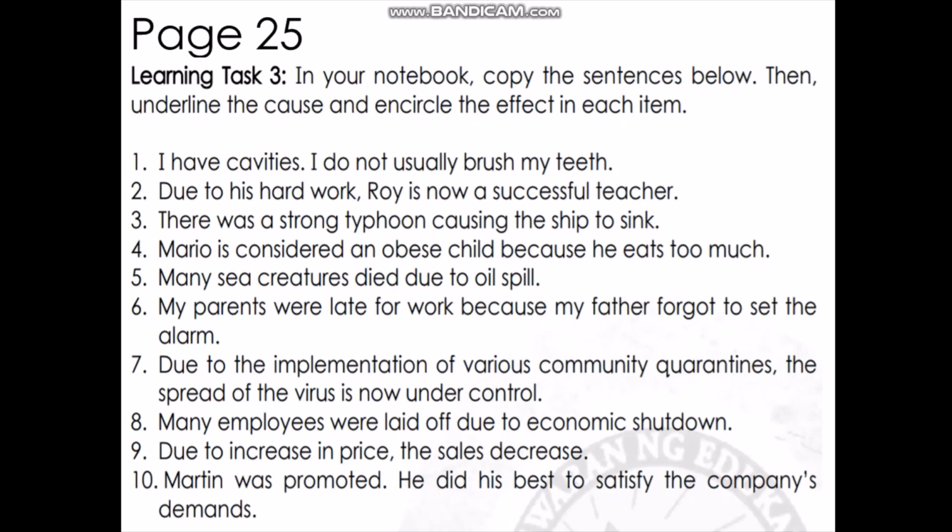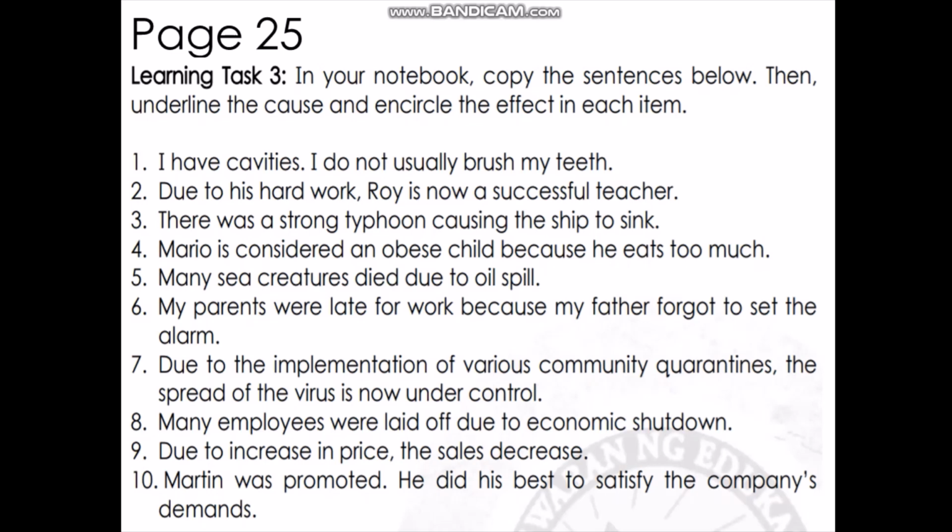Number 7, due to the implementation of various community quarantines, the spread of the virus is now under control. Number 8, many employees were laid off due to the economic shutdown. When we say laid off, they get fired. Okay, number 9, due to increase in price, the sales decreased. Number 10, Martin was promoted. He did his best to satisfy the company's demands. If you're not yet done, click the pause button. If you're done, click the play button.